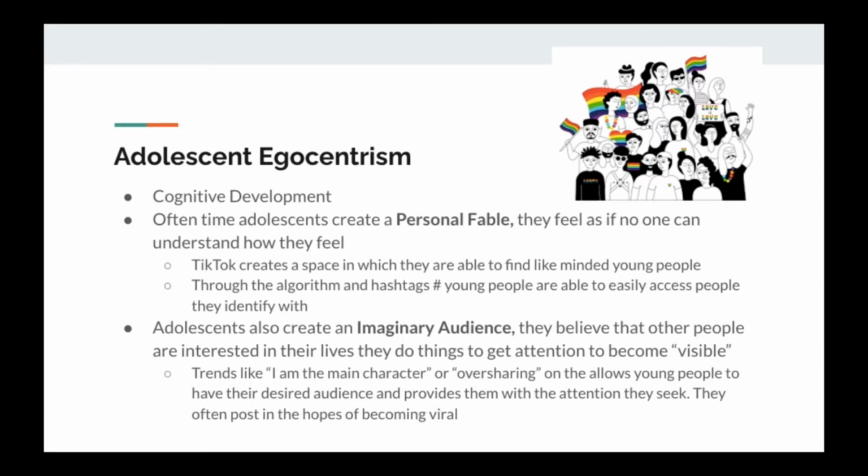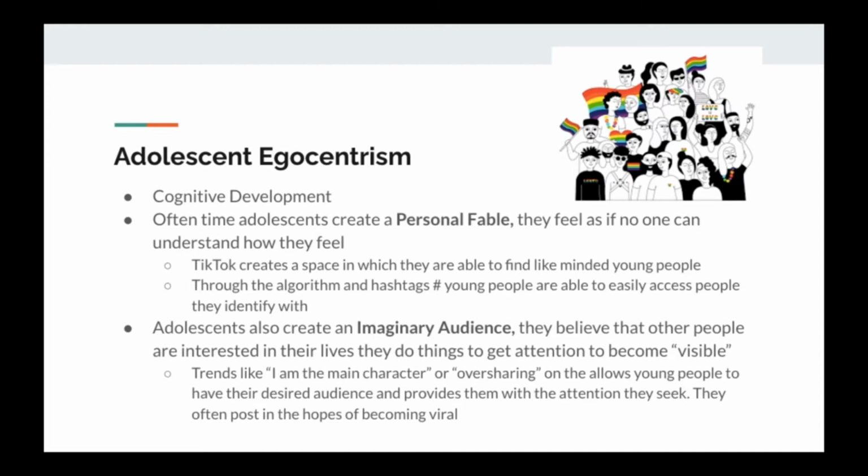TikTok creates a space in which they're able to find like-minded young people. Through the algorithms and hashtags, young people are able to easily access people they identify more with. For the community we're talking about specifically, they can use hashtags like LGBTQ and LGBTQ Pride, which are some of the more popular ones. These hashtags create a connection so that people are able to identify with their specific gender identity or sexuality. It makes spaces more accessible, like spaces for trans youth or bisexuality, for those who may be more curious to explore those topics.